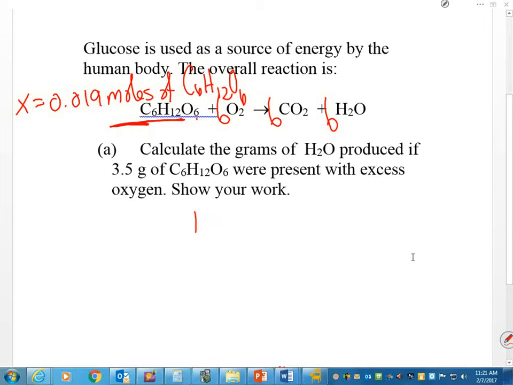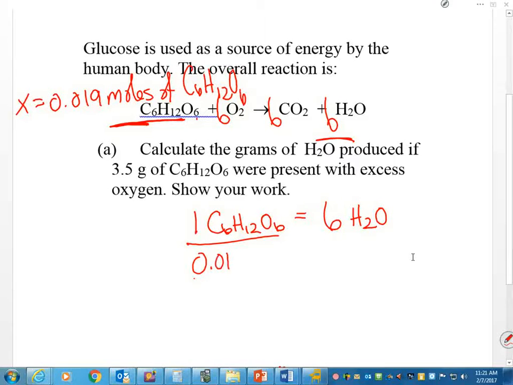1. So I say 1 C6H12O6 is equal to how much of water? 6 H2O. I put the number I have for sugar, 0.019, and I know I have more numbers than that, is equal to x, because we want to know how many moles of water we have. So then we cross multiply. We end up with x is equal to this 0.019 times 6, right?